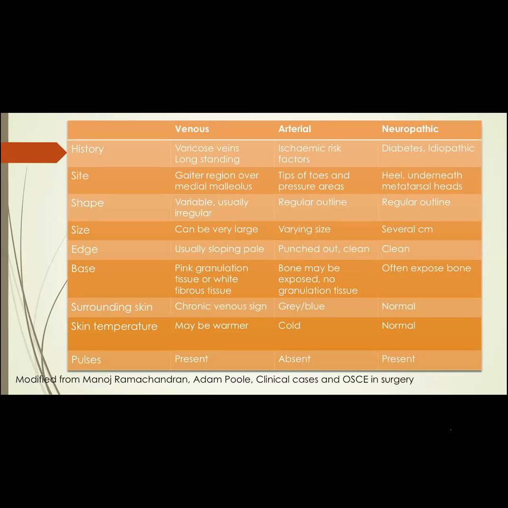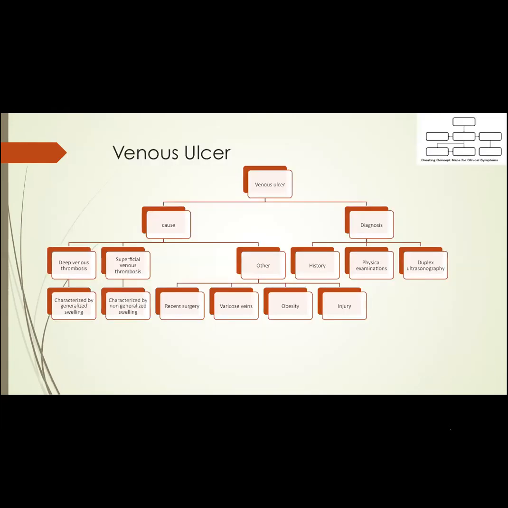Neuropathic ulcers can be seen as the damage over pressure areas, heel or perhaps underneath metatarsal heads, regular outline following the skin contour, or thick calluses surrounding the ulcer. Feel free to pause this video and take a moment to process.